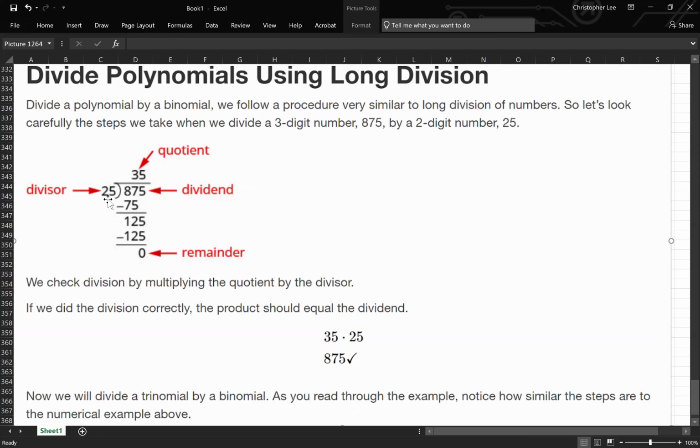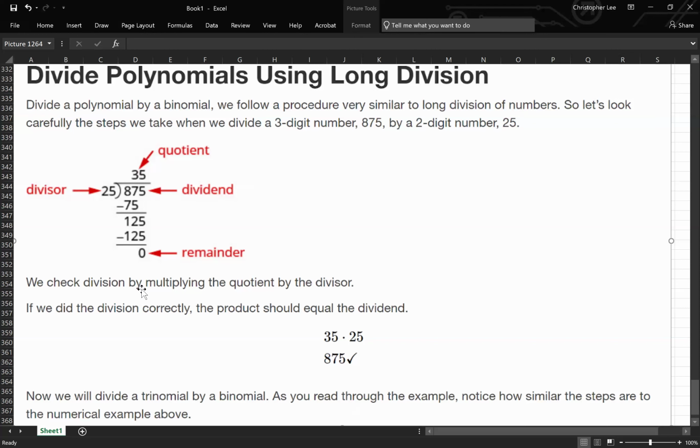So 25 goes into 87 3 times, right? And 3 times 25 is 75. 87 minus 75 is 12, right? Then bring down the next number, which is 5. 25 goes into 125 5 times, right? So put the 5 up here. 5 times 25 is 125. Subtract that, we get 0. That's our remainder, all right?